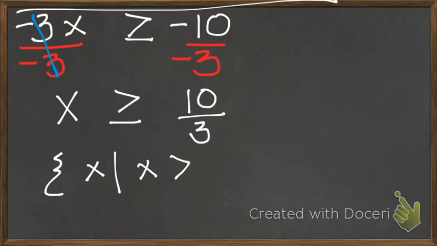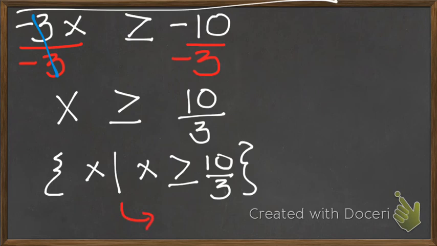X is such that this x has to be greater than or equal to 10/3. The line means such that. But that's not important. You could just write x is greater than or equal to 10/3.